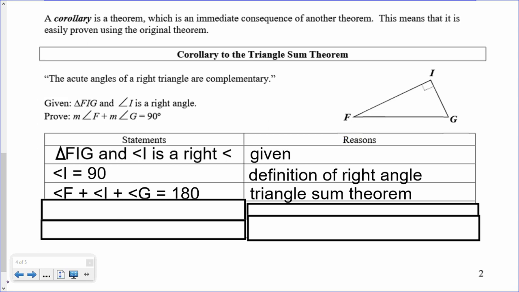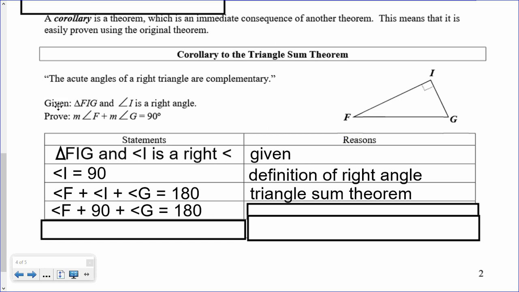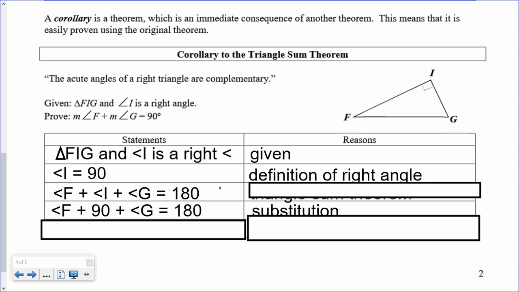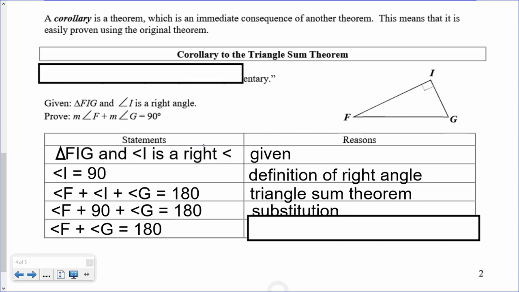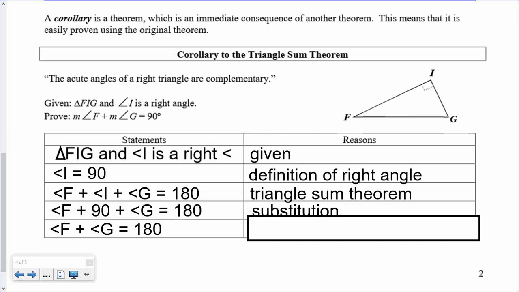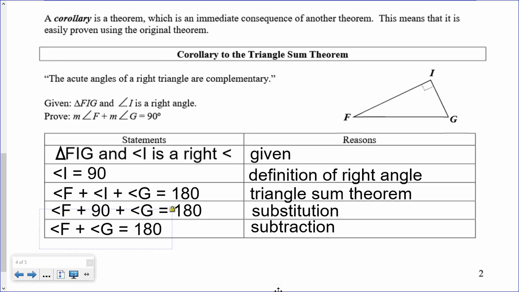Yes. What happens next? Substitute what? Substitute a 90 for I. Okay. And then what? And then subtract. Oh, I'm sorry, that's a typo. That should say 90. That right there, that's an error, because I copy pasted and didn't fix it. Angle F plus angle G should equal 90.